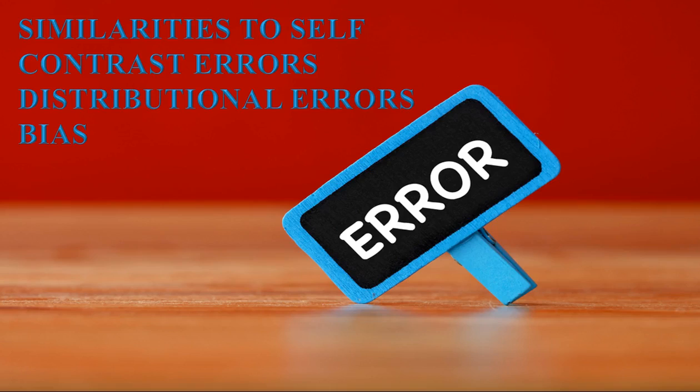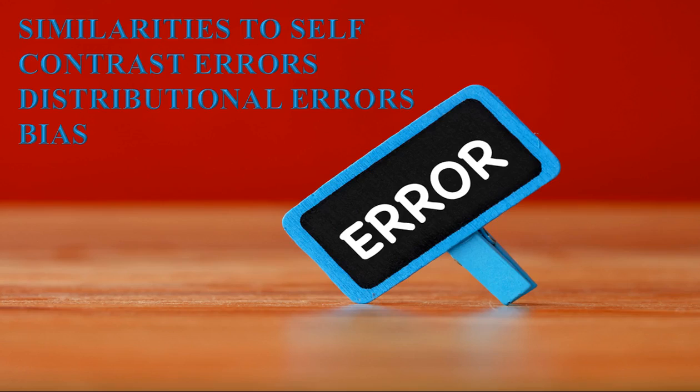There's also the Horns error. This bias causes negative ratings. So the opposite of the halo error, the rater is going to think one bad thing about them simply means everything about them is bad. These biases are definitely not what we want to happen during performance management.